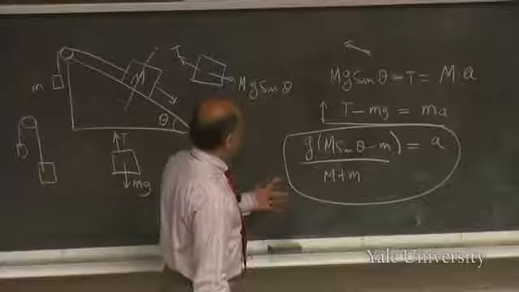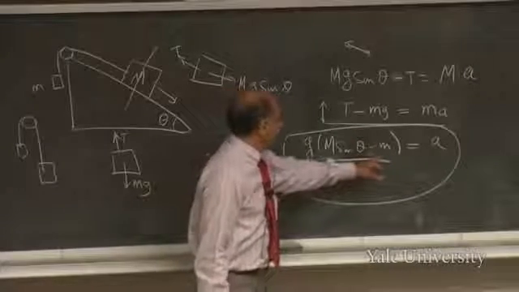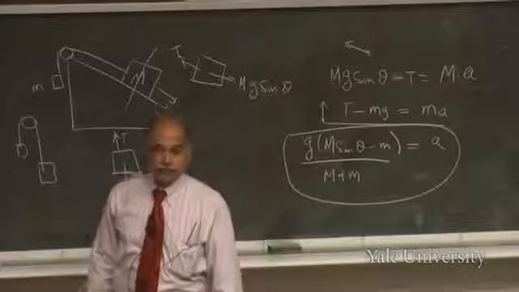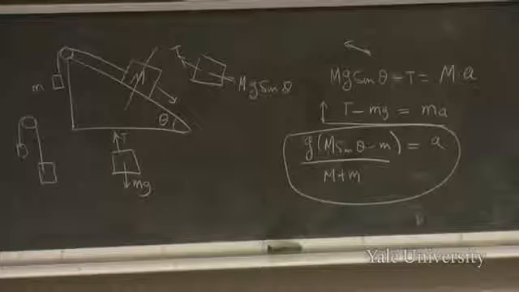Second thing to notice is, can I use this formula when small m is bigger than big M sine theta? In other words, can I use this formula when A becomes negative? After all, I did all my thinking saying it's going down, but can I use it when it's going up? Yes. And the reason, anybody want to say why that's okay here?